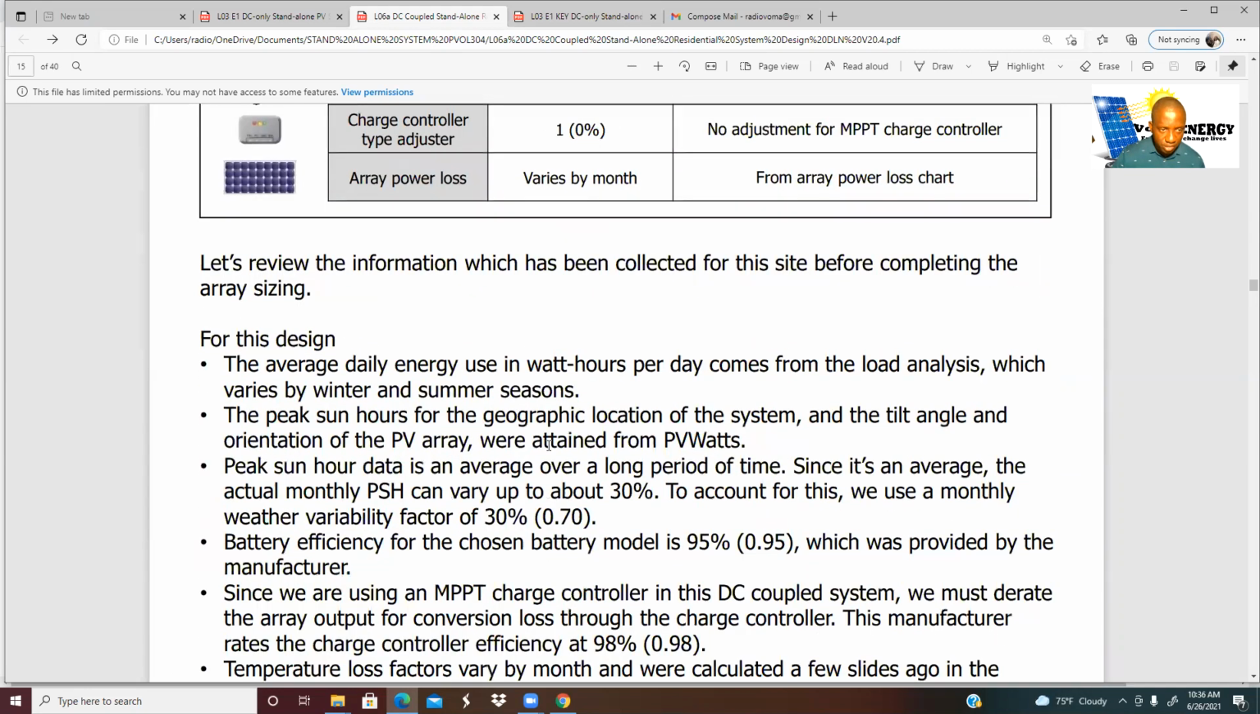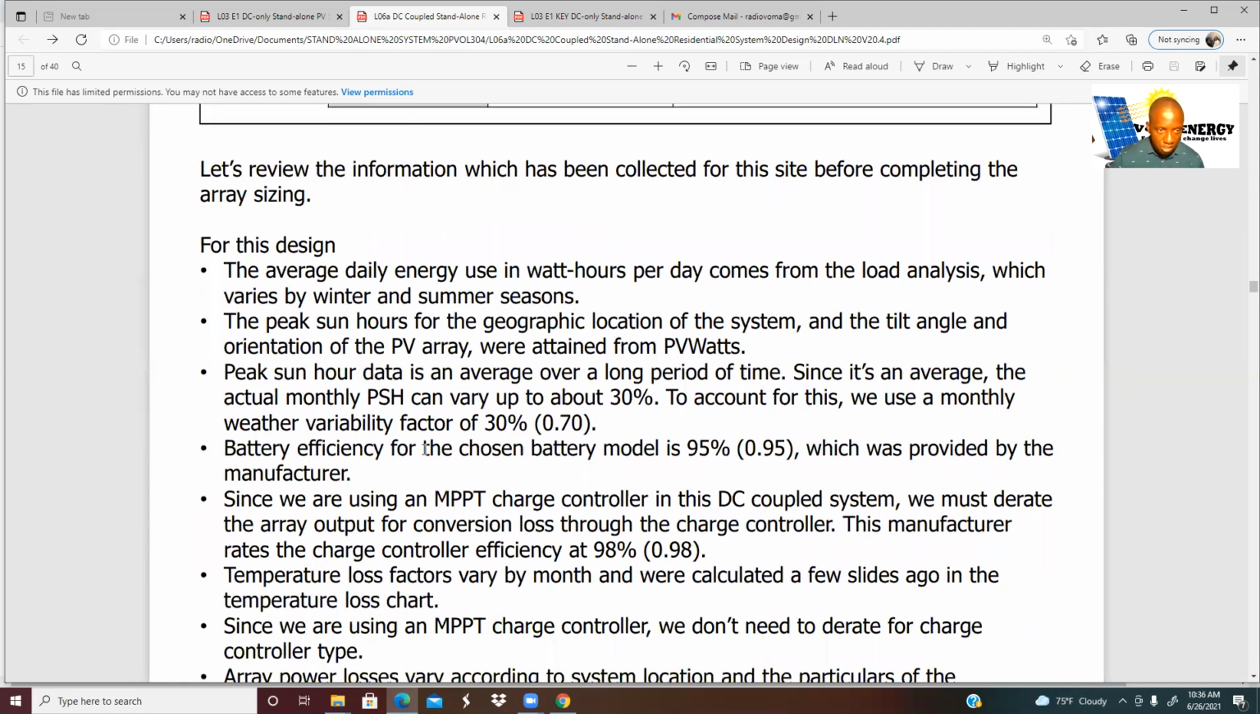So I want you to just refer to the average daily energy used in watt hours per day. It comes from a load analysis which varies by winter and summer season. The peak sun hour for the geographic location, from the system, the tilt angles and orientation of the PV array, were obtained from PVWatts. Peak sun hours data is an average over a long period of time. Since it is an average, the actual monthly PSH can vary by about 30%. To account for this, we use a monthly weather variability factor of 30%, which is 0.7.